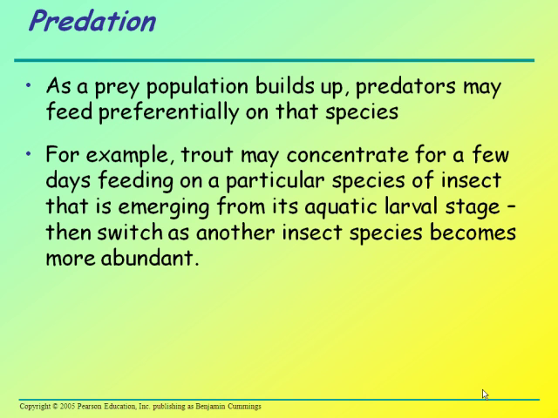Predation: as a prey population builds up, predators may feed preferentially on that species. For example, trout may concentrate for a few days feeding on a particular species of insect that is emerging from its aquatic larval stage. Then it will switch its predation as another insect species becomes more abundant.